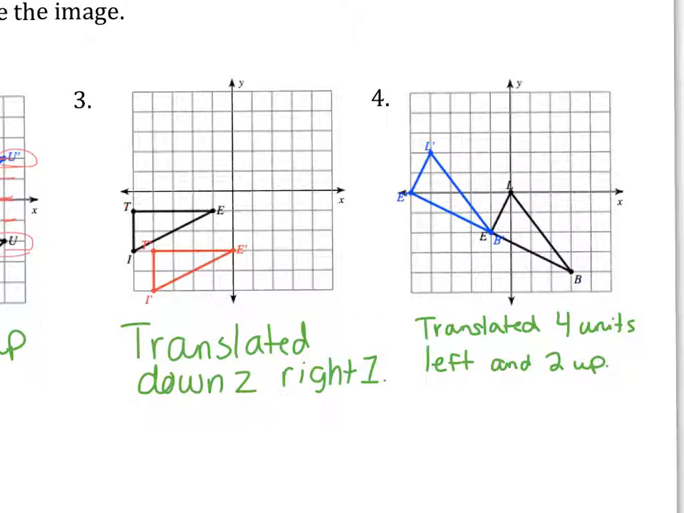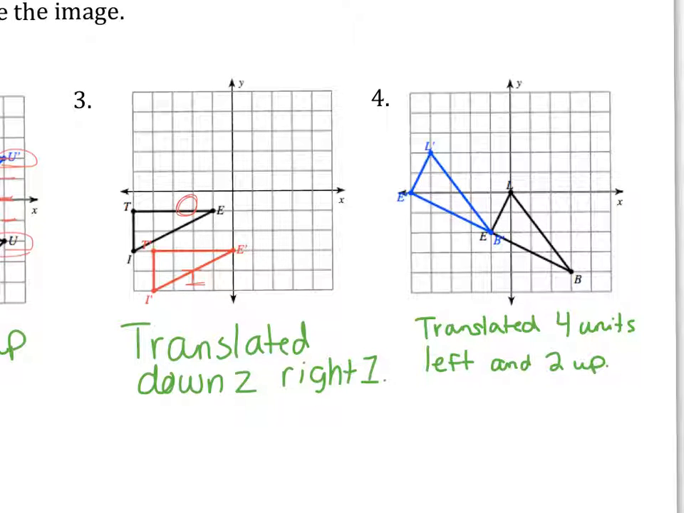Number 3, we have in red, we have the image, and in black, we have the original. Okay, so it's still a translation. If you see TE is still on the top, TI is still on the left, everything looks the same, it was just slid. But it was slid twice.